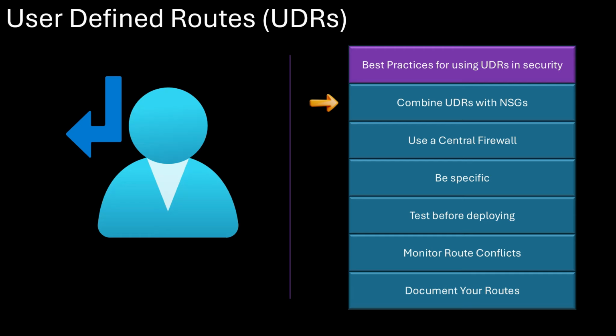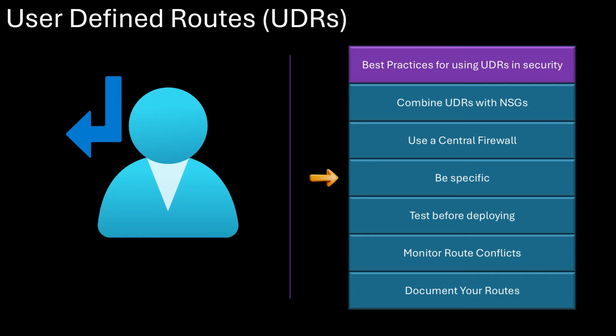For example, even if a UDR sends traffic to a subnet, an NSG can block it if it doesn't meet your rules. You should use a central firewall for threat detection. Using UDRs, you can route all outbound traffic through a central firewall or NVA. This allows you to enforce security policies, monitor traffic, and detect threats.